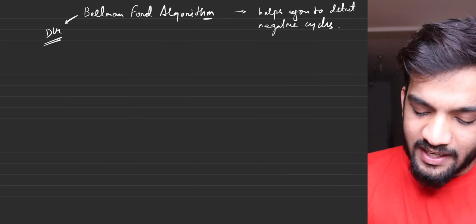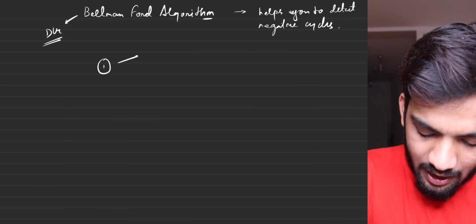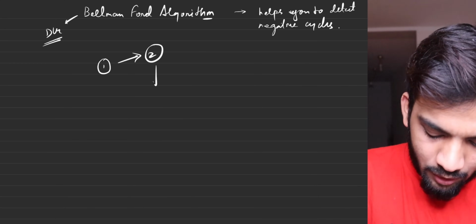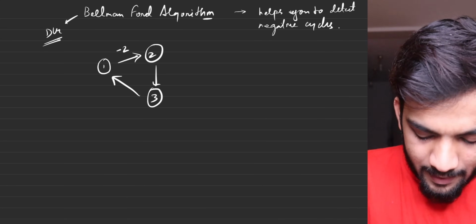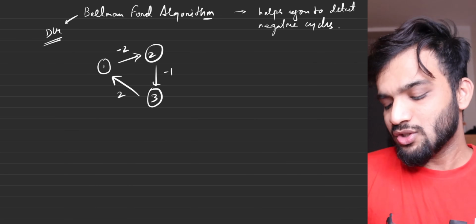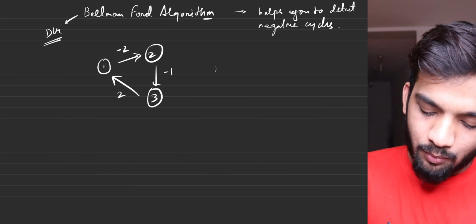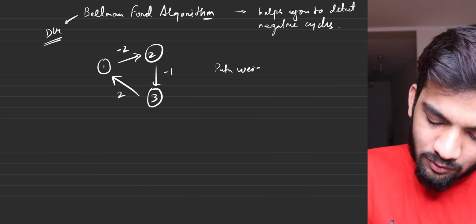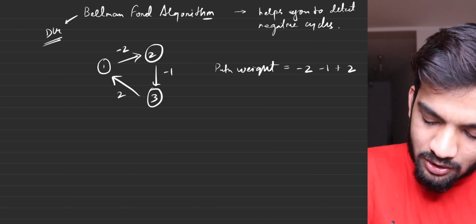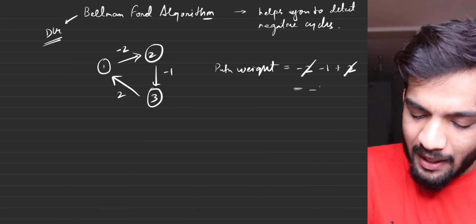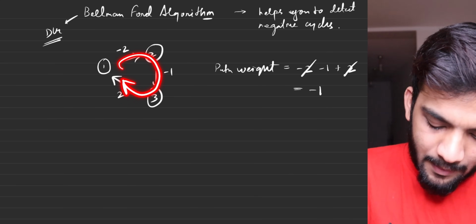What do you mean by negative cycles? Imagine I draw you a graph which goes from 1 to 2, 2 to 3, and 3 to 1. And the edge weights are -2, -1, and something like 2. So if I ask you the path weight, what will be the path weight? The path weight will be very simple. It will be -2, -1, +2. So -2 plus 2 will cancel, and the path weight is basically -1.